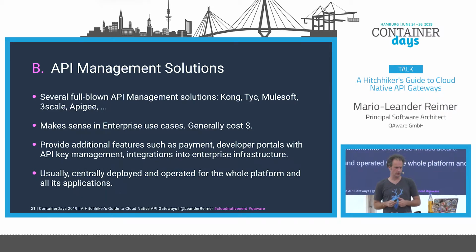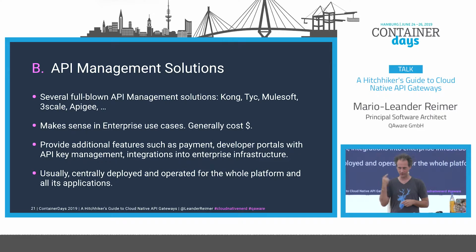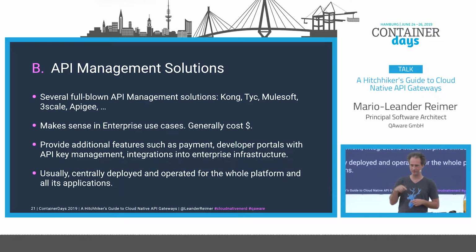Now, API management solutions: Kong, Tyk, MuleSoft, 3scale, Apigee. They definitely make sense in an enterprise use case, but for sure they're not for free, right? They definitely cost money. They provide additional features like payment integration for your APIs, developer portals with API key management. They integrate nicely into enterprise infrastructure and your authentication infrastructure in the enterprise. The big drawback for me is usually they're centrally deployed and operated for the whole platform and for all the applications. So this is exactly what I don't want from an API gateway, because here I have to write tickets to get my route into this API gateway.